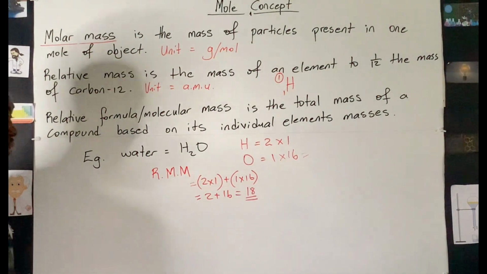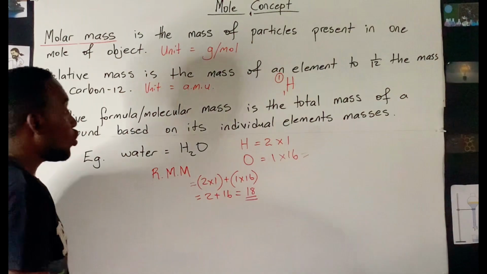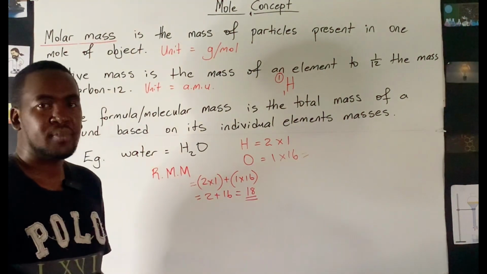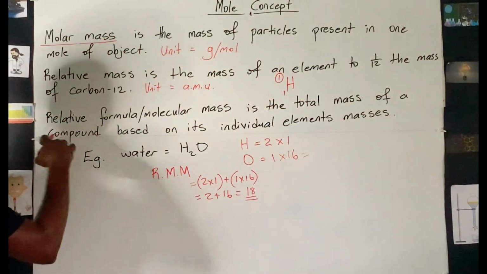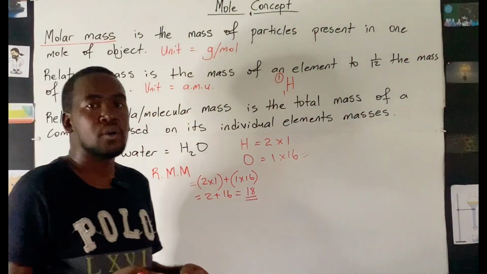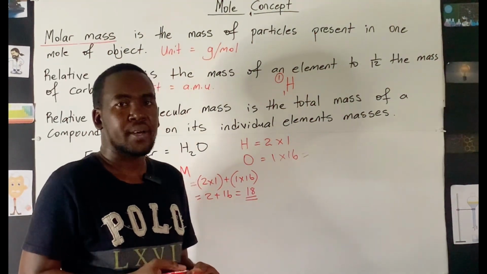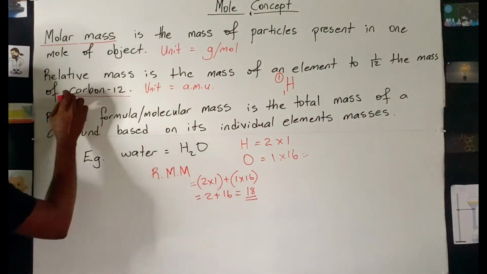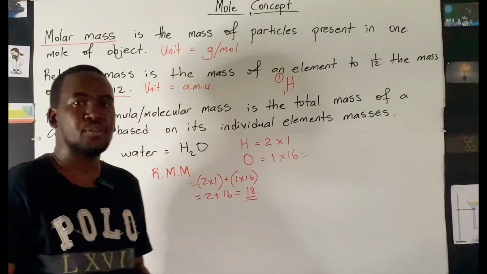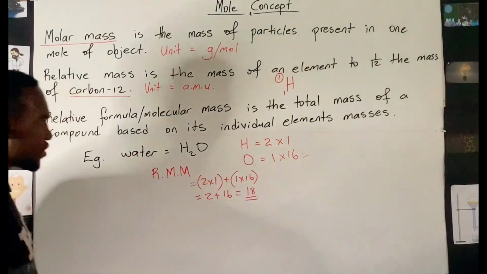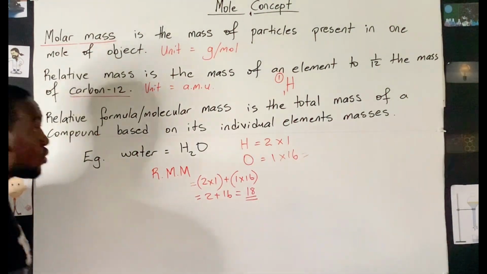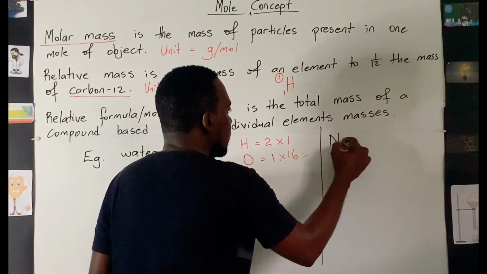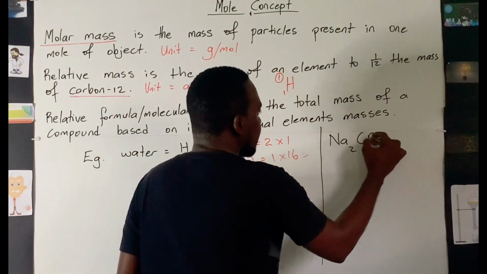So what we now know is that the total mass of water is 18, and that is the relative molecular or formula mass of water, right? And this is relative because remember, we're comparing it to carbon-12. Let's try another one. So let's go with sodium carbonate.